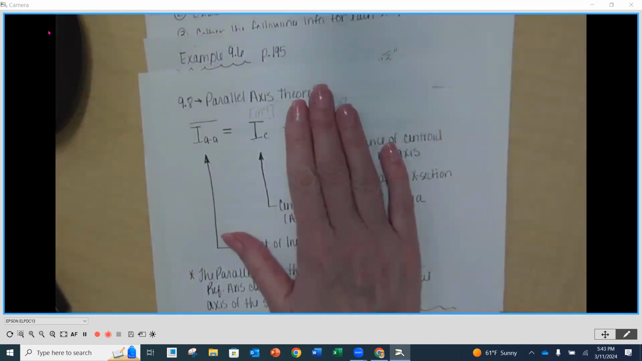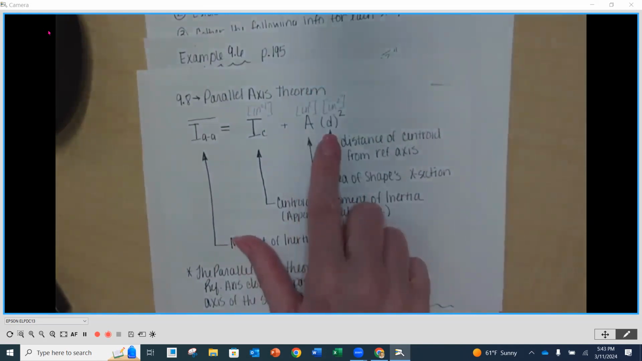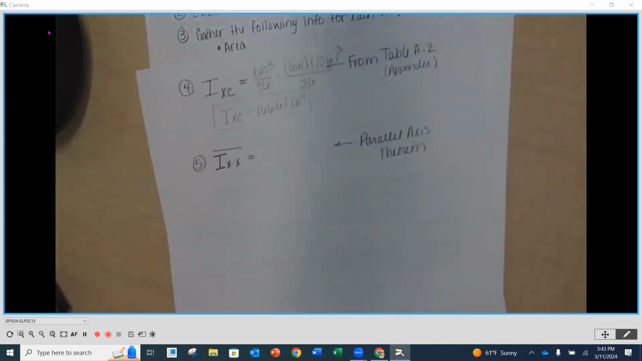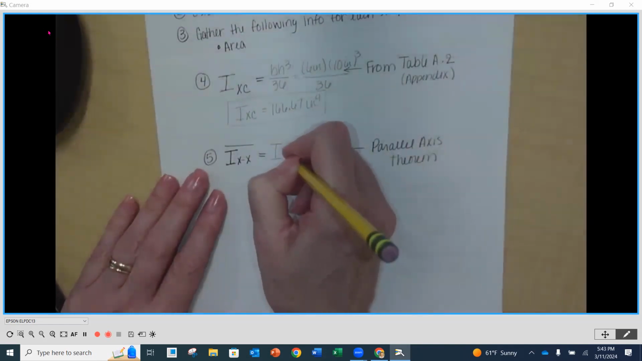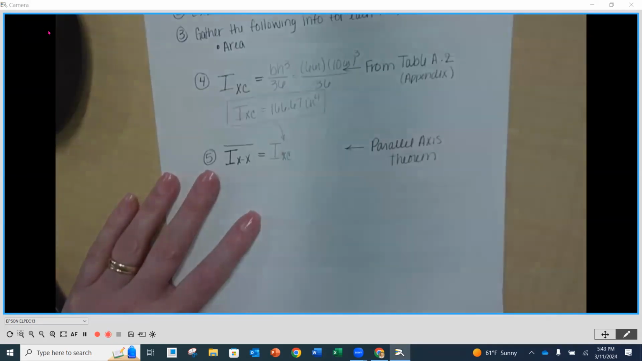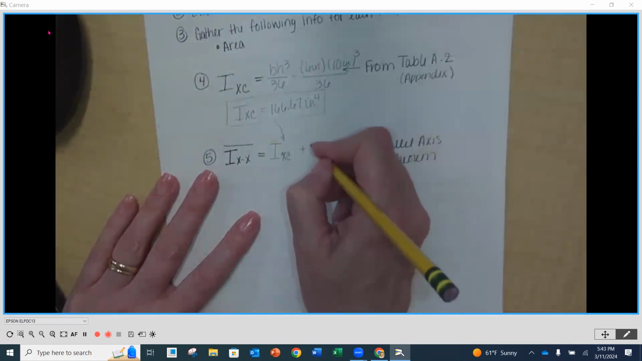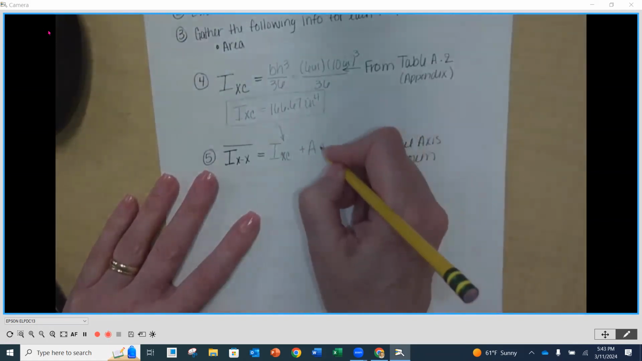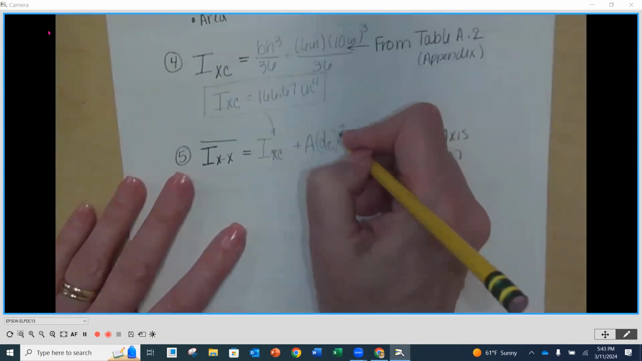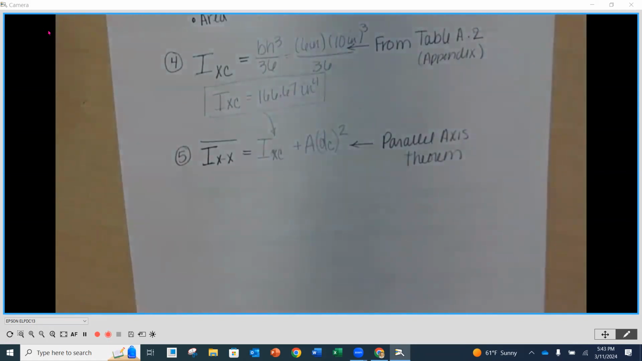The moment of inertia about the centroidal axis would equal the total, okay? But because it's offset, we now have to add area times the distance squared. So on the back side here, this is the moment of inertia about the x centroidal axis, which was what we just calculated, but it's going to be plus the area of that shape times the distance, and we call the distance c, and I'm going to put it in parentheses and square that quantity just to make sure we don't forget that it's just that distance squared.